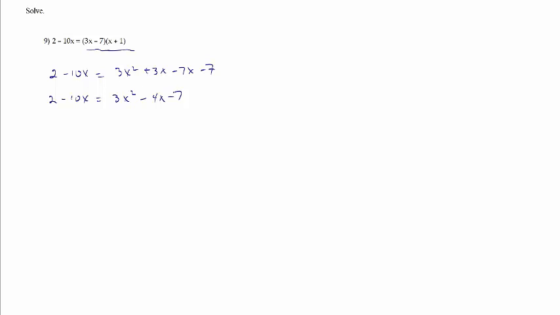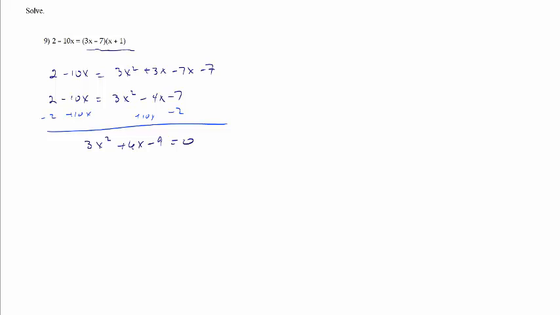So with quadratic equations, we have a number of different methods, but the majority of them we're probably going to solve using either factoring or the quadratic formula. And for both of those, I have to have it in standard form. So let me go ahead and bring the 2 and the 10x over. So subtracting 2 and adding the 10x to both sides is going to give us 3x squared plus 6x minus 9 equals 0.